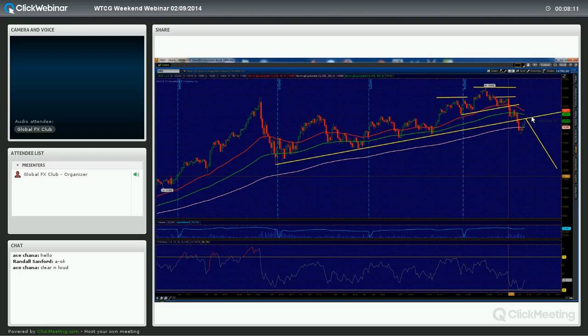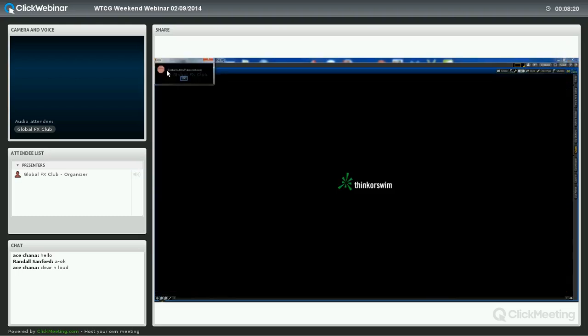If I do see a convincing daily close on the Nikkei above 15,000, then I'll maybe start looking to hop back into some yen pair longs, yen shorts. One of those yen setups would be Aussie yen.